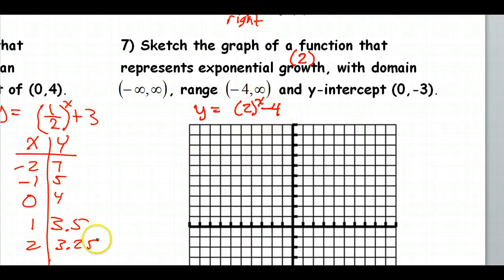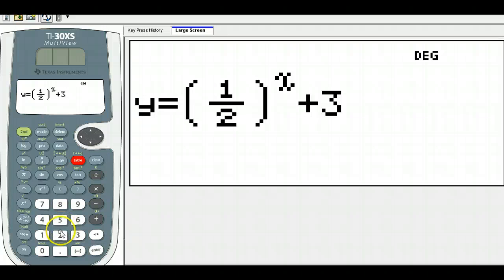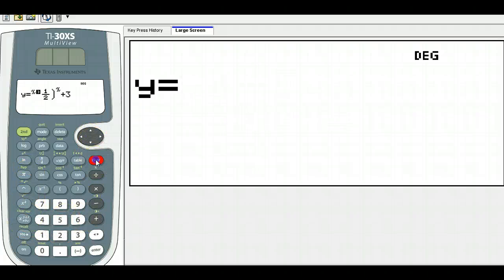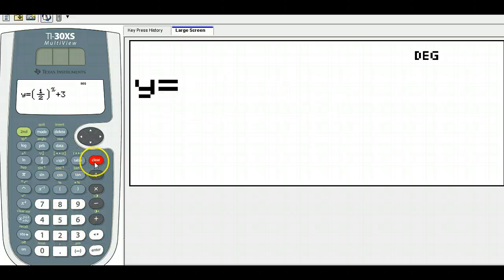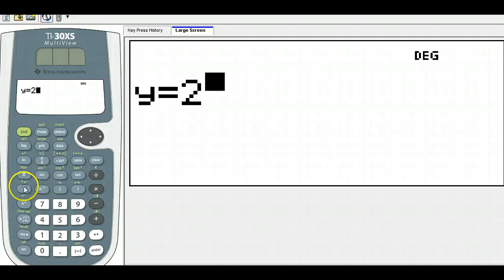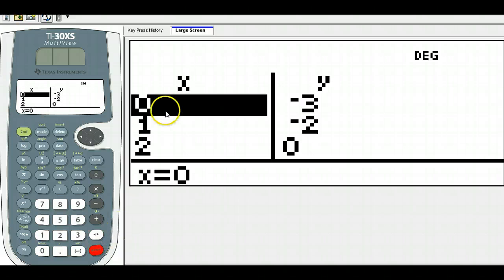2 to the x power -4. Let's see what we got. Table button, 2 to the x power. This is not what I wanted. Let's try again. Table button, clear. Okay, 2 caret x, get out of there, -4. Okay, let's just get to the table.